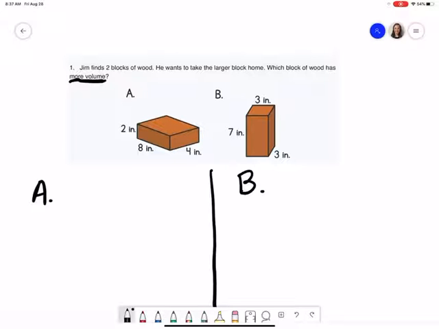And now I want you to pause the video, work this problem out, and don't let me just work it out for you because you need to be able to check your answer, okay? So pause the video, and work this out. Okay, so hopefully you're remembering that equation. Volume equals length times width times height, okay? So we're going to look at A first.